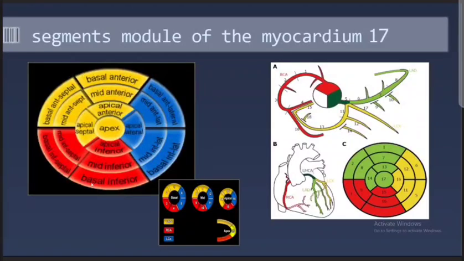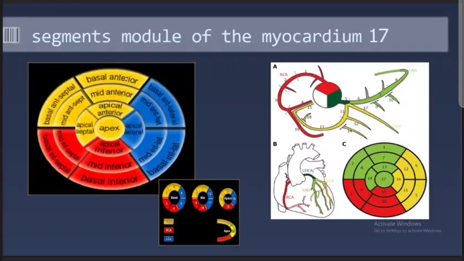The large circle outside represents the short axis view in the basal segments. The smaller circle inside represents the segments in the short axis view in the mid segments. And these are the apical segments, and finally this is the apex. And so this is the anterior, and this is the septal, this is the lateral, and this is inferior.